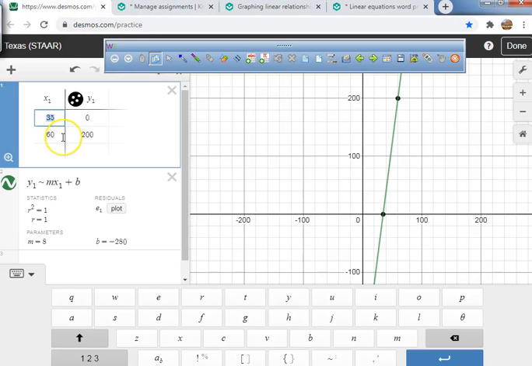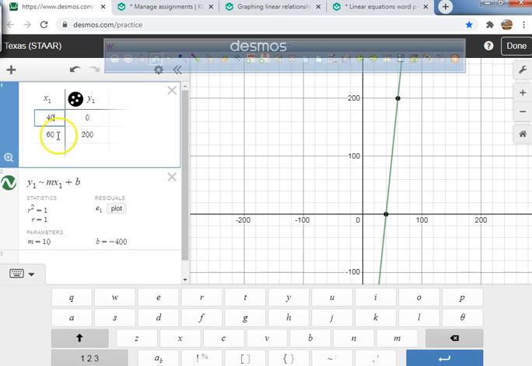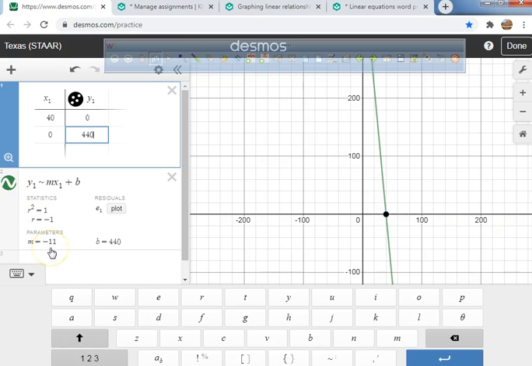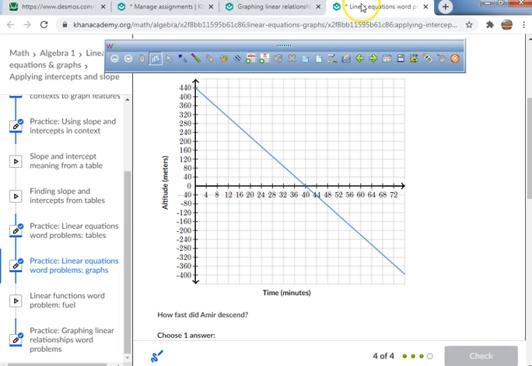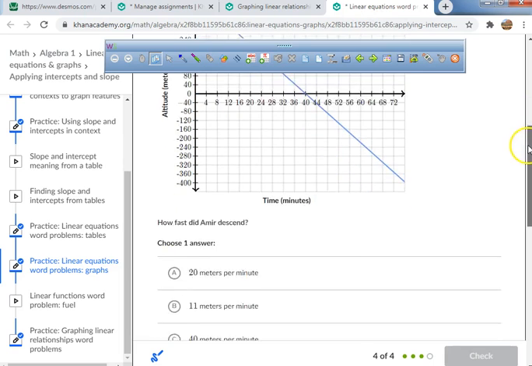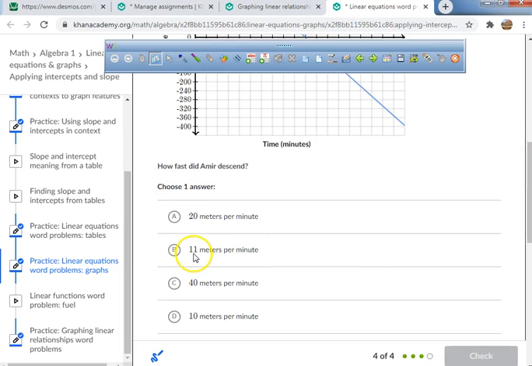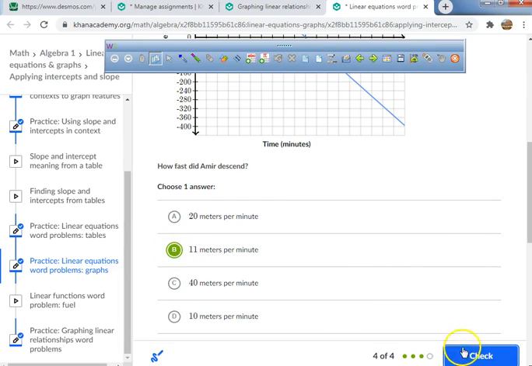Go over here, type in my new ordered pairs, which was 40, 0, and 0, and I believe it was 440. And you can see that the slope is negative 11. You just have to know what they're asking you to find. All right. So where it says 11 meters per minute, that was our answer.